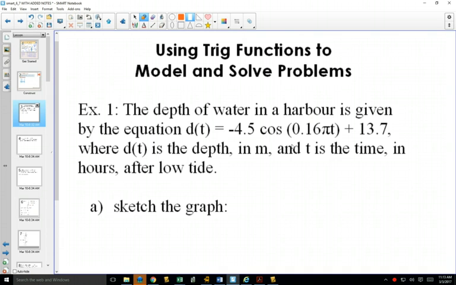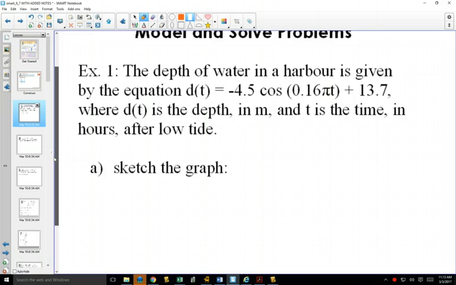Anything that follows a pattern over and over again. It's really important for engines. Pistons go up and down. If you want to know where something is at a specific point, you have to model it with a sine or cosine graph. So here we have a question. This is an easier type of question because the equation's already given to us. So this is sort of the basic kind of question where an equation is given to you. Can you graph that? So here, the depth of the water is given by this formula.